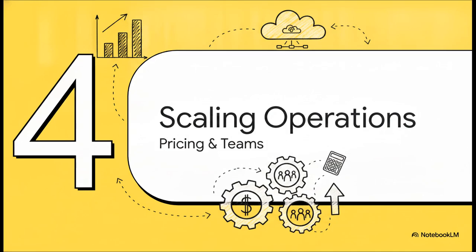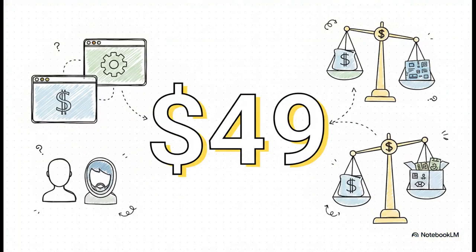Section 4, Pricing and Team Workflows, Scaling Your Operations. $49 a month. That is the exact entry price point for the professional tiers on both of these platforms. But what you actually get for that identical price tag is remarkably different.